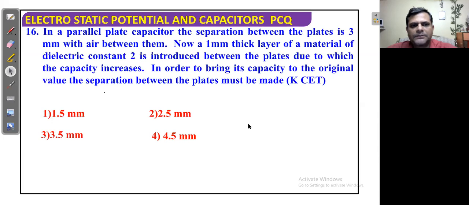Yes, in a parallel plate capacitor, the separation between the plates is 3 millimeter with air between them. Now a 1 millimeter thick layer of material of dielectric constant 2 is introduced between the plates, due to which the capacity increases. In order to bring its capacity to the original value, the separation between the plates must be made. Okay, so let us take this question on our board once again.